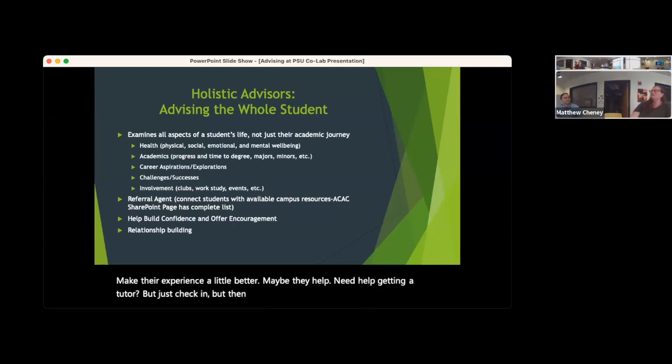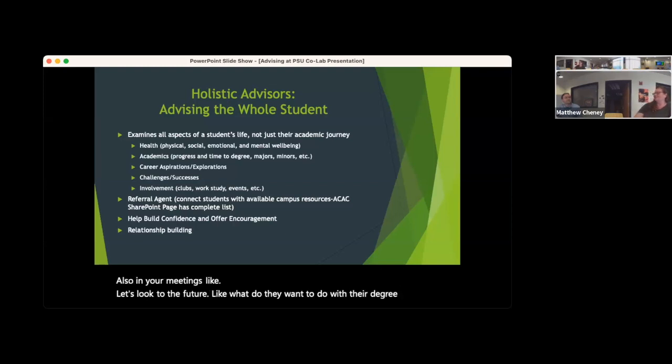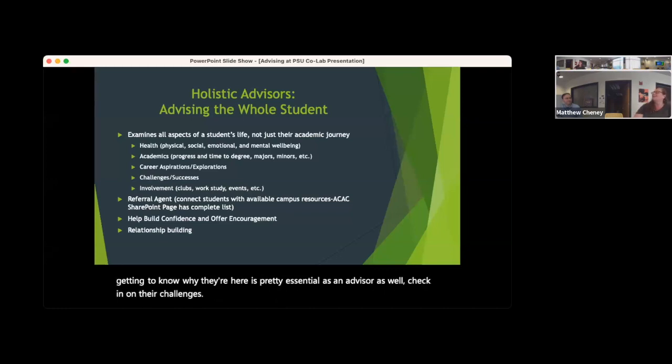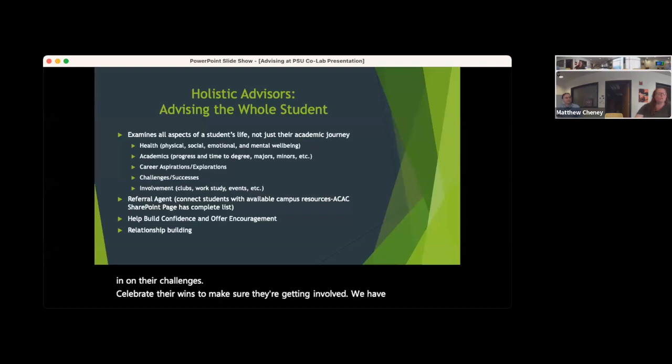But then also in your meetings, let's look to the future. What do they want to do with their degree? Getting to know why they're here is pretty essential as an advisor as well. Check in on their challenges, celebrate their wins, make sure they're getting involved. We have found over and over and over again that getting involved in campus is great for their experience.